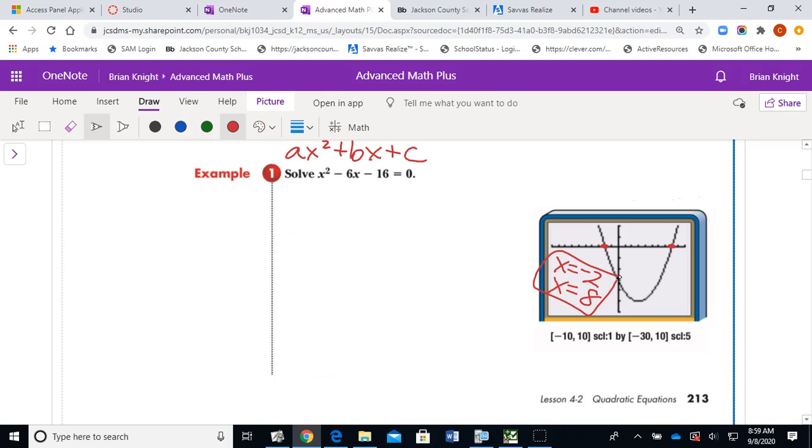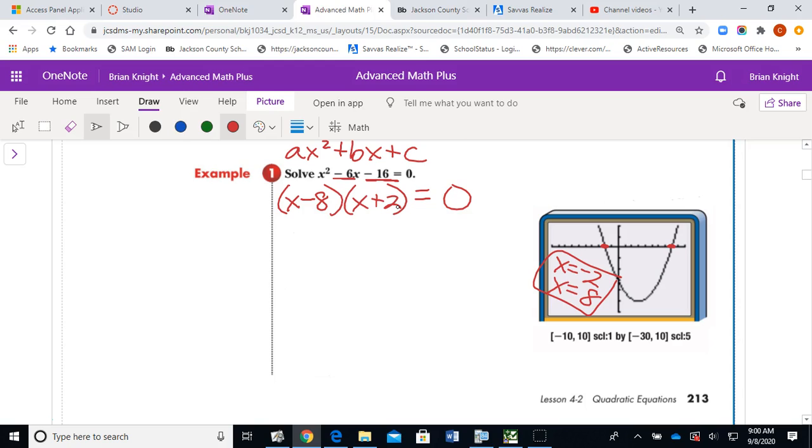I'm also going to do the other quick and easy method, which is factoring. Factoring is when you use your zero product rule. So we factor first. We need 2 numbers that multiply to be -16 and add up to -6. What 2 numbers would do that? -8 and +2.